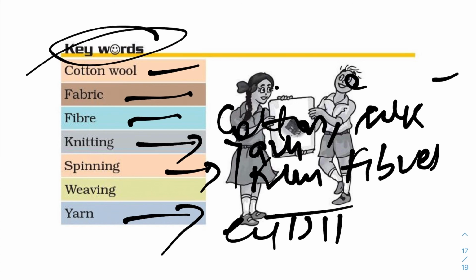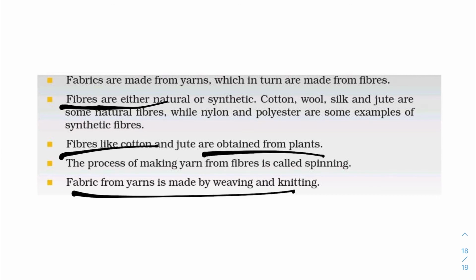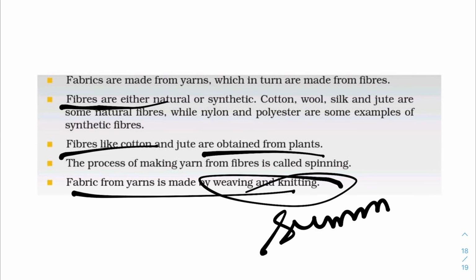So, a long continuous length of interlocked fiber. Now here is the summary which will come after keywords. Fabrics are made from yarns, which in turn are made from fibers. Fibers are either natural or synthetic. Fibers like cotton and jute are obtained from plants. Fabrics from yarn are made by weaving and knitting. This is just a summary for the whole of the lecture.